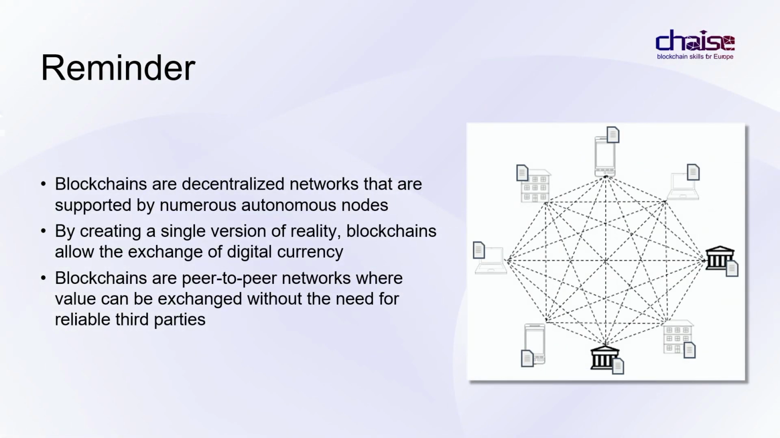A short reminder from the previous lectures. Blockchains are decentralized networks that are supported by numerous autonomous nodes. By creating a single version of reliability, blockchains allow the exchange of digital currency. Blockchains are peer-to-peer networks where value can be exchanged without the need for reliable third parties.